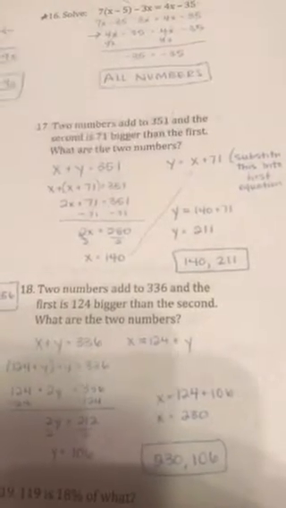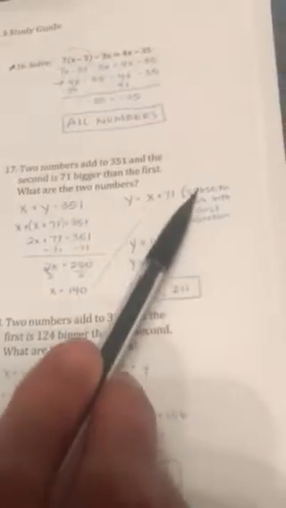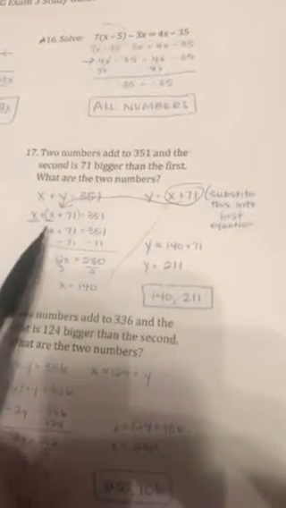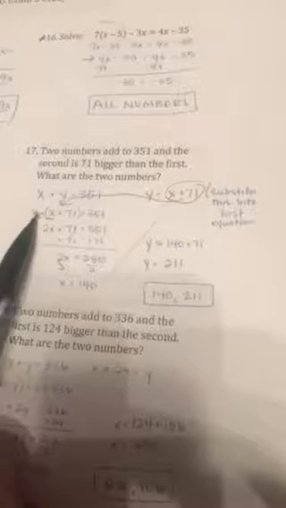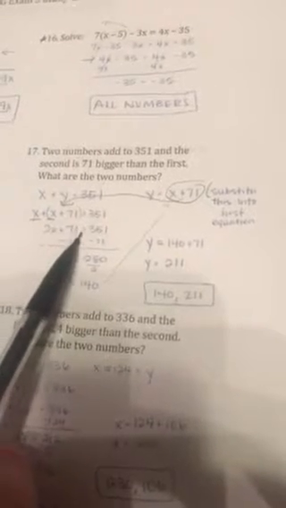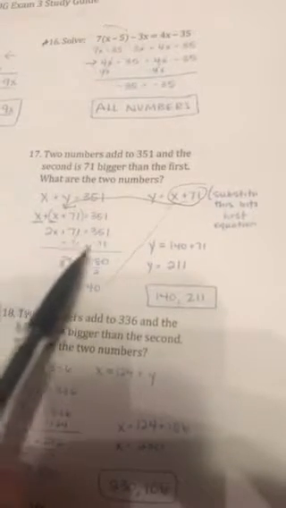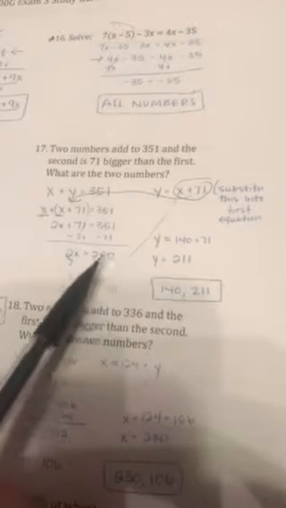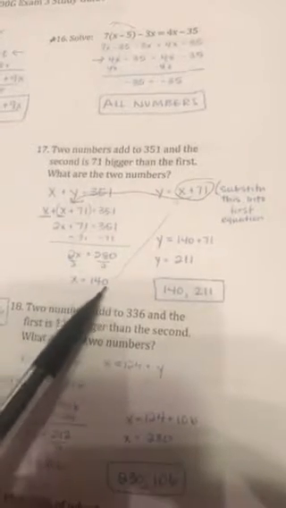Well, now we know what y is. So I wrote a little note here. It says substitute this into the first equation. So I'm going to take this entire piece here and plug it in for y. Why do I do that? Because now I have x's. So I'm going to then add like terms. So x plus x is 2x plus 71 equals 351. Go ahead and solve it, subtracting 71 from both sides, and I have 2x equals 280. And then I divide by 2 and x equals 140.